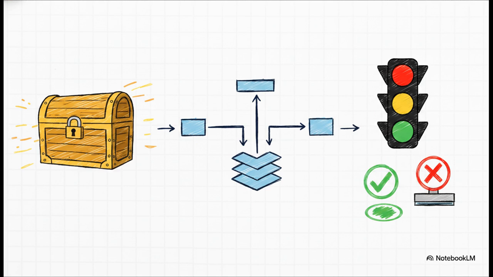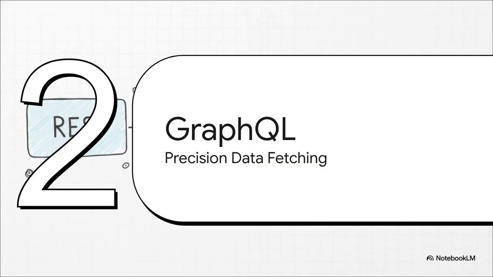Finally, use standard HTTP status codes correctly. Don't just return a 200 OK with an error message in the payload. Use a 201 for a created resource, a 404 for not found, and a 422 for validation errors. Moving on to section 3, GraphQL, precision data fetching.